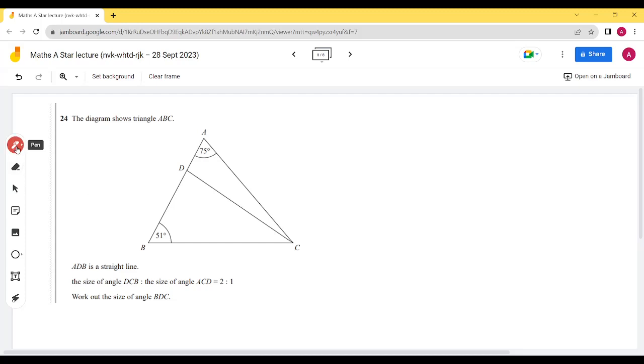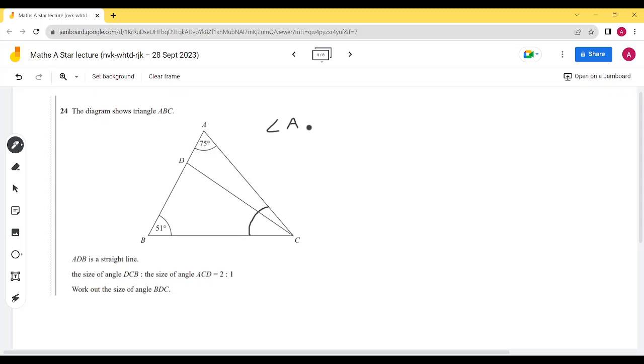Well, the first thing we can do is work out this big angle, the combined of the two, which we can call ACB. So angle ACB is in a big triangle, equals 180 minus 75 plus 51. These two together give us 126, and so it equals 54 degrees, and that's just because of angles in a triangle.